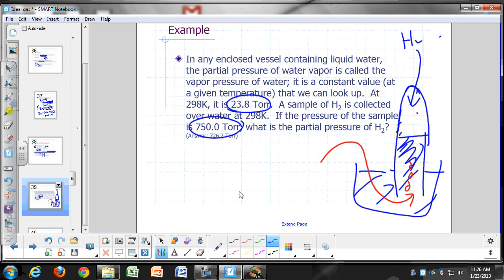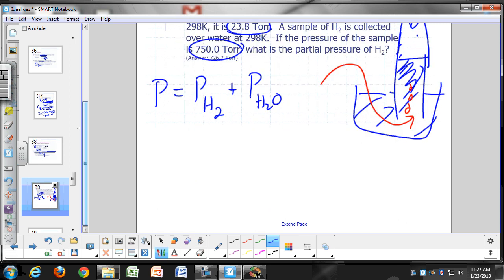Water vapor, water molecules in the gas phase, right? So you can say that the total pressure in this particular case is whatever the partial pressure of hydrogen is plus the partial pressure of water molecules in that sample. Well, this is an enclosed sample, so you can saturate it with water vapor. So what would be the partial pressure of water in this case? Whatever the vapor pressure is at that prevailing temperature, which in this case is how much?